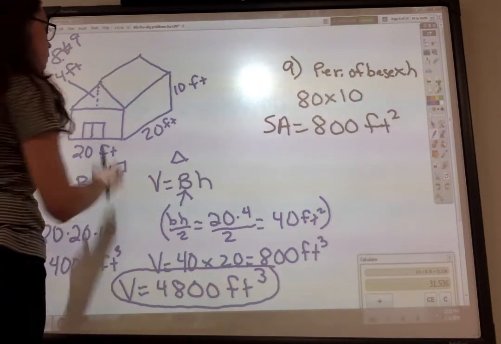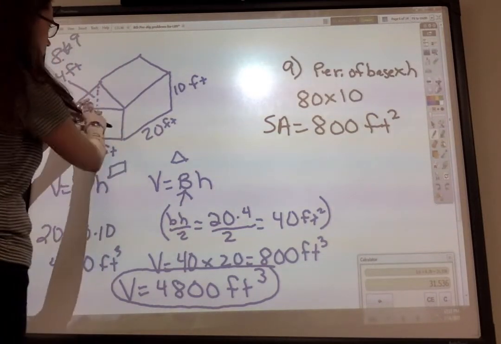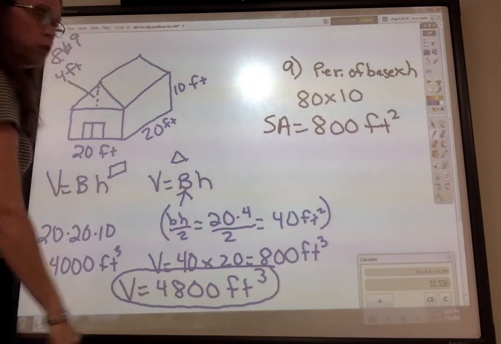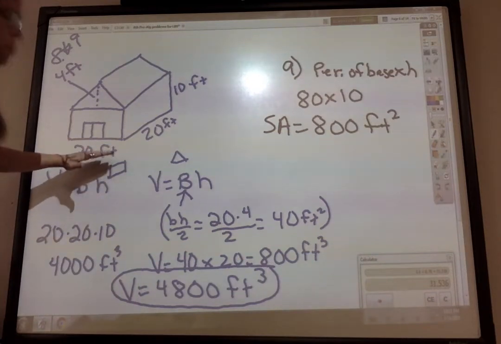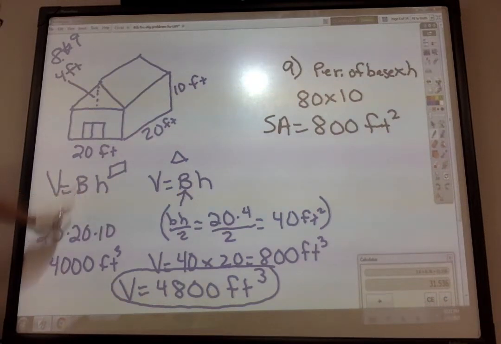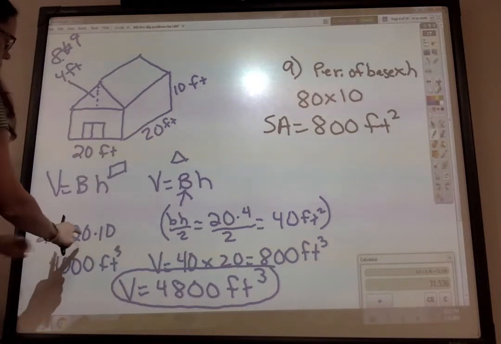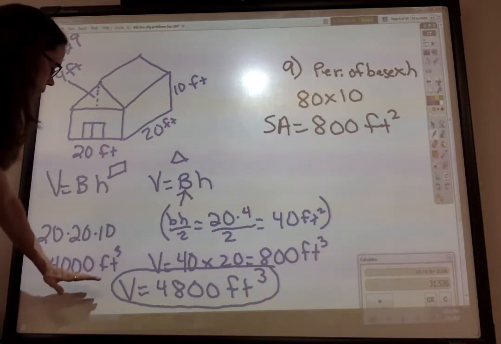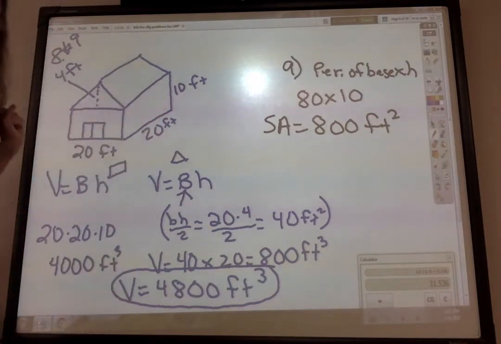But in this figure, it's not just a complete rectangular prism. We've got a rectangular prism part with a triangular prism on top of it. So I've got to find the volumes of those two different areas. Over here, I have found the volume of my rectangular part, the bottom part of the building. For my capital B, area of the base of my building is 20 by 20, so 20 times 20. My height is 10. 20 times 20 times 10 gives me 4,000 cubic feet for the rectangular prism part.